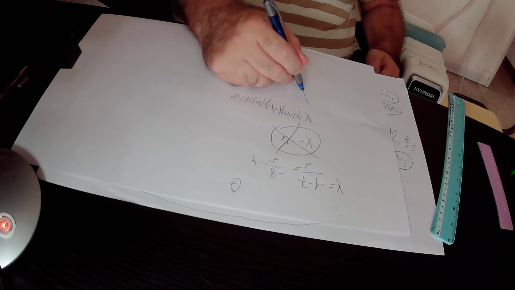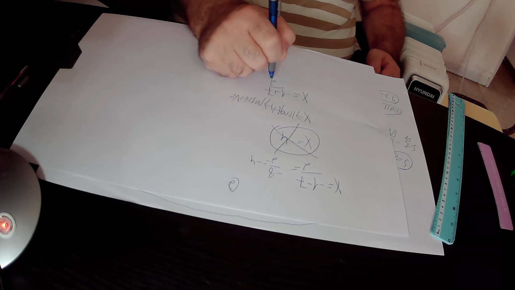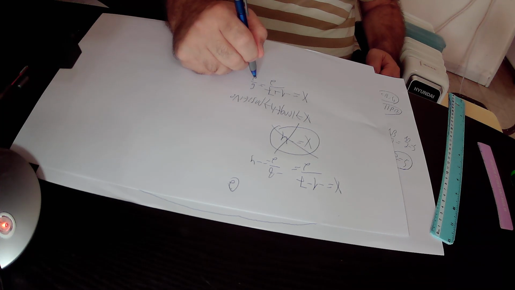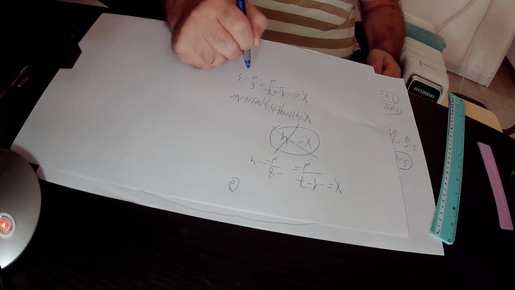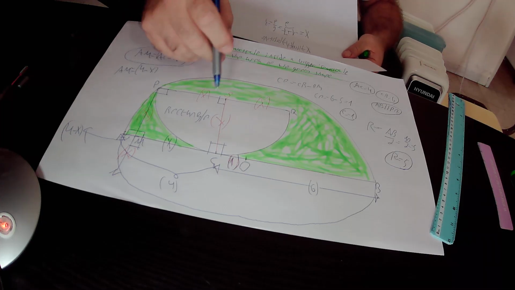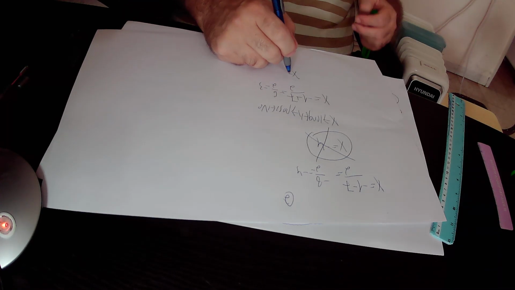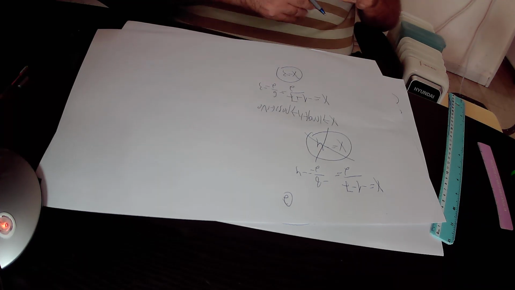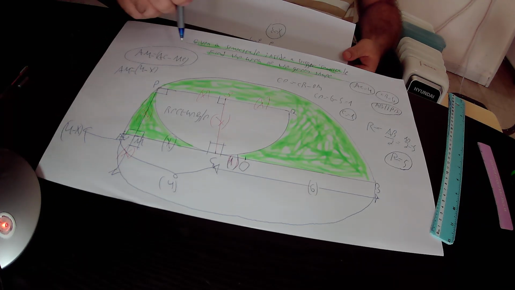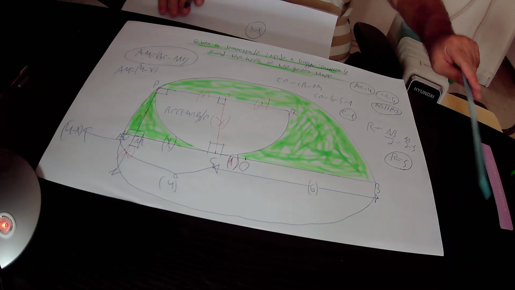The second solution for x is as follows: x equals minus 1 plus 7 over 2. Minus 1 plus 7 is 6, and 6 over 2 is 3. So according to the second solution, the radius of this small semicircle is equal to 3 units in length. So x equals 3. Our task is to find the area of this green shape. So what is the area of the green shape?